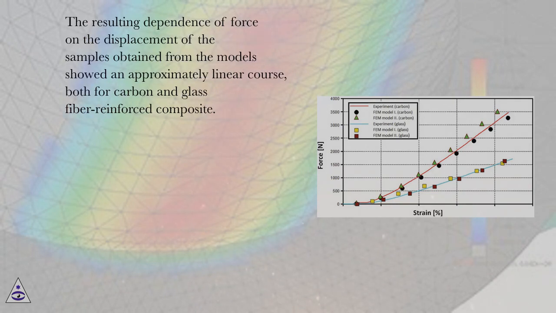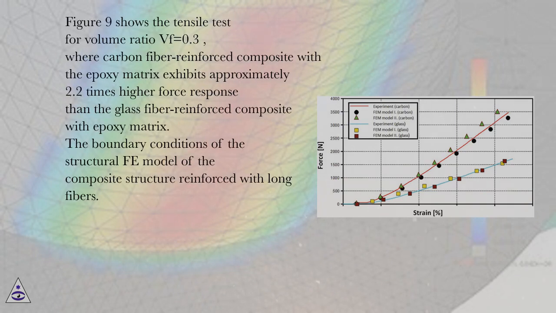The resulting dependence of force on the displacement of the samples obtained from the models showed an approximately linear course, both for carbon and glass fiber reinforced composite. Figure 9 shows the tensile test for volume ratio VF equals 0.3, where carbon fiber reinforced composite with the epoxy matrix exhibits approximately 2.2 times higher force response than the glass fiber reinforced composite with epoxy matrix.